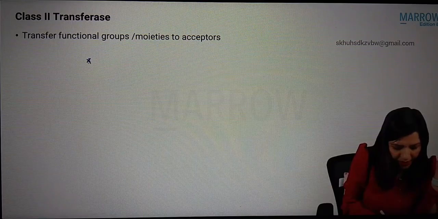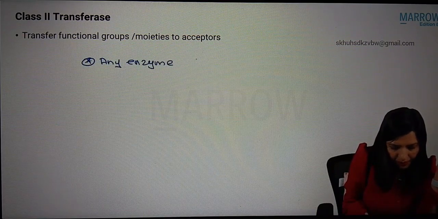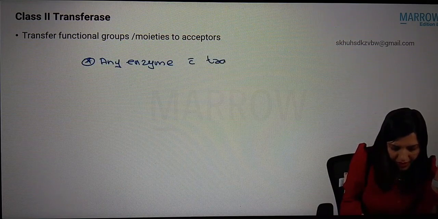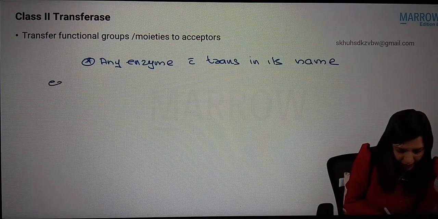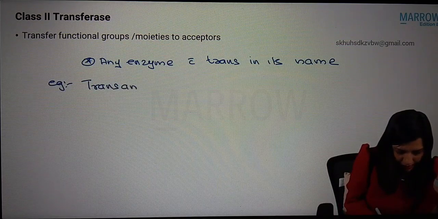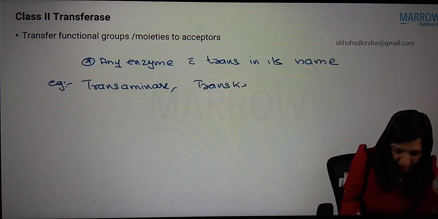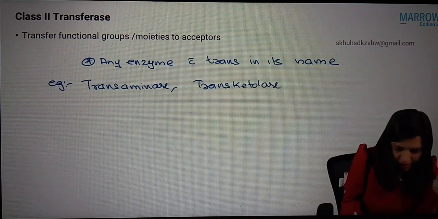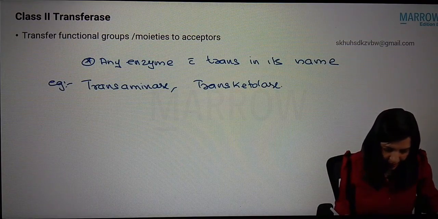Now, what are the examples here? The simple examples are any enzyme with trans in its name. For example, transaminase, transketolase. Lots and lots are there. So any enzyme with trans in its name.